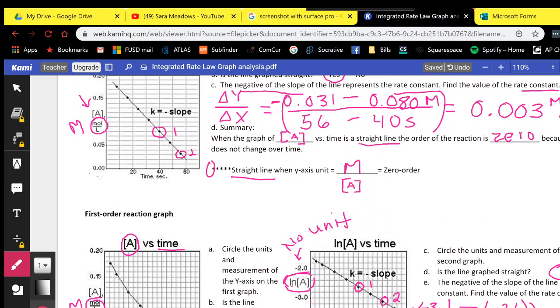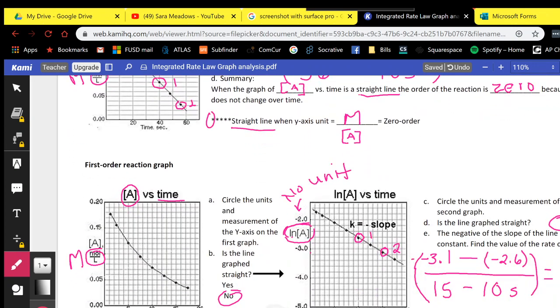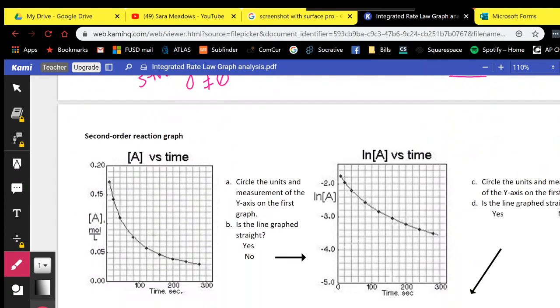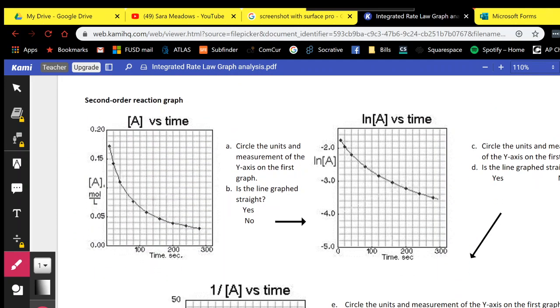So if we were to graph the concentration versus time like the first graph, and we get a straight line, it's zero order. If we don't, we take the natural log of the values and graph it. If we get a straight line, it's first order. Last one, second order. So analyze these.